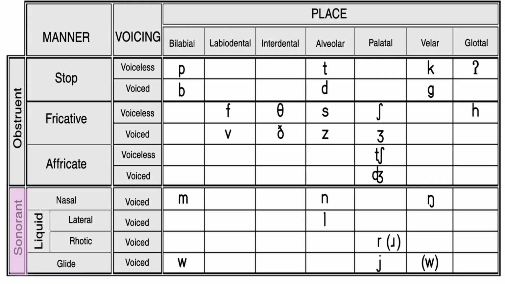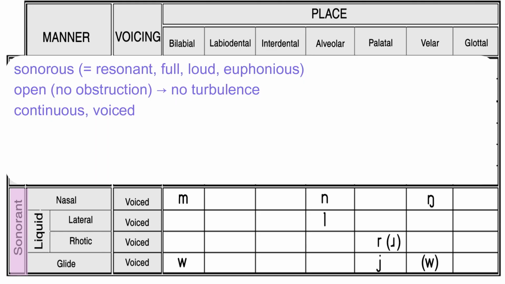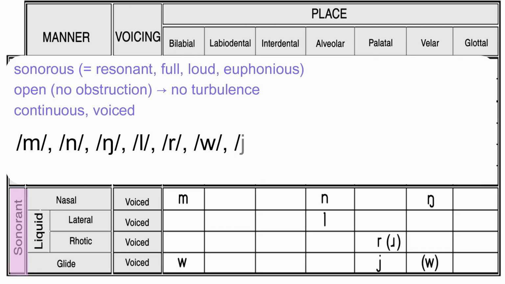Sonorants. The rest of the consonants are sonorants, which is a combination of sonor from sonorous and ants from consonant. Sonorants are consonants produced with a relatively open passage for the airflow. Since the air passage is open, there is no turbulence of air. Also, the sounds can be produced continuously. Sonorants are always voiced. These are sonorants: n, la, ra, w, and y.